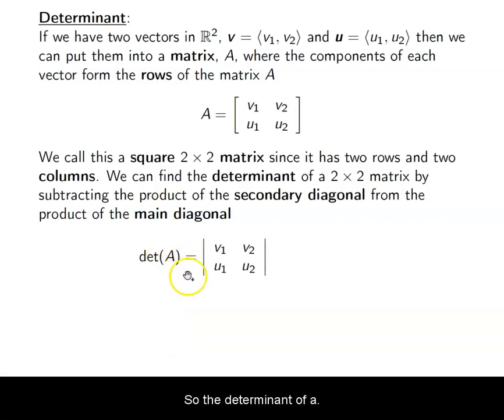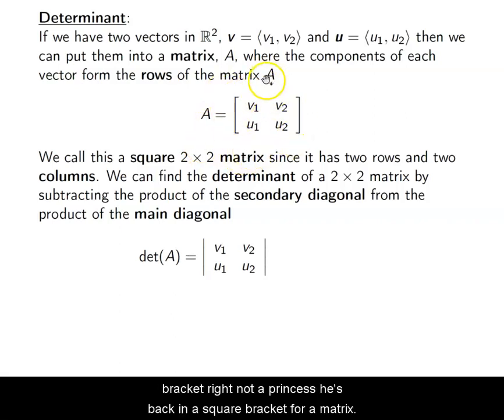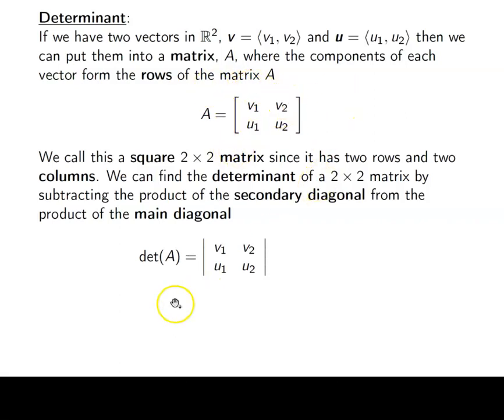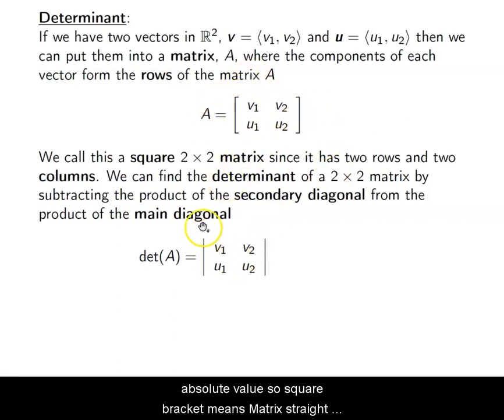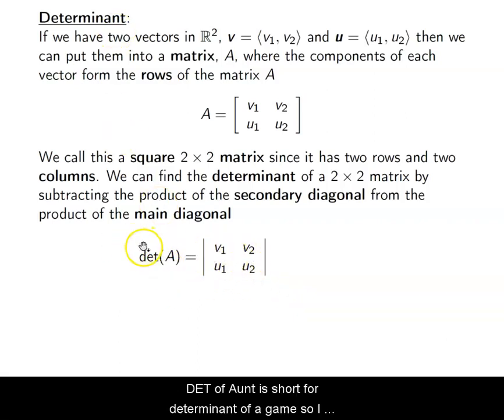Okay, so the determinant of A, notice here that the brackets are different. When I have a matrix, I use a square bracket, not a circle bracket. Right, not a parentheses bracket, a square bracket for a matrix. When I'm trying to find a determinant, that bracket changes to a straight line, very similar to an absolute value. Okay, so square bracket means matrix, straight line bracket means determinant. This is an actual operation. DET of A is short for determinant of A.